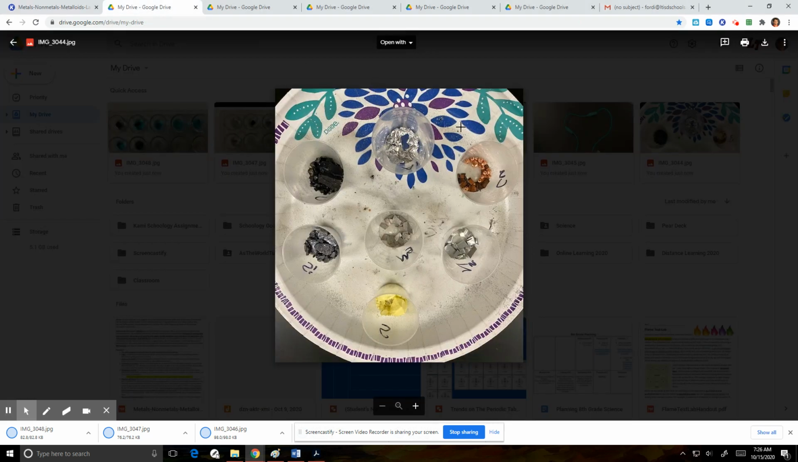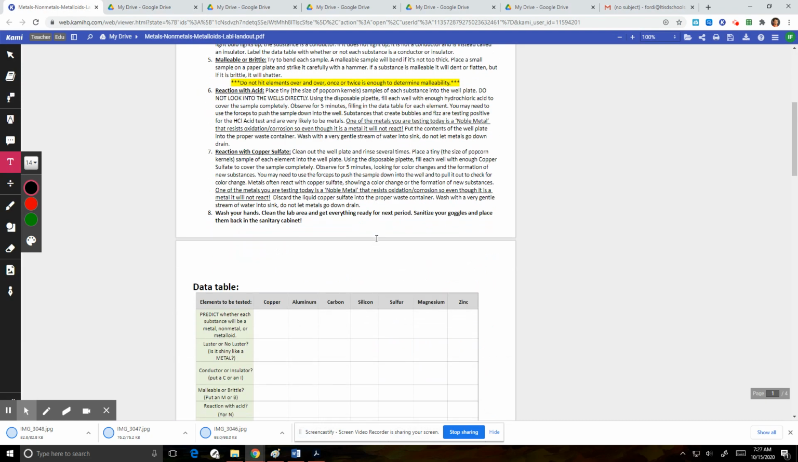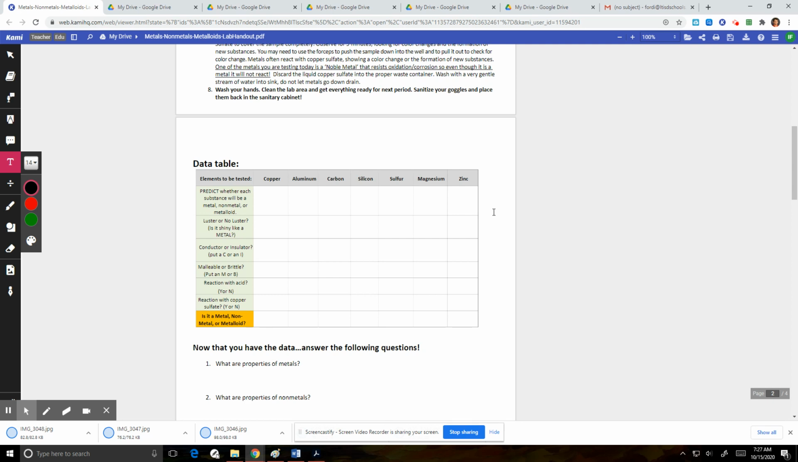So this is what each of the samples looks like, starting at the black substance here that looks like coal, which is coal, is carbon. This would be aluminum at the top in the middle. Copper would be with a Cu on the container. Zinc has Zn on the container down here. Sulfur at the bottom. Then you have silicon here, that is a silvery substance. And then in the middle, you have magnesium. So go ahead and make your predictions on whether you think those are a metal, a nonmetal, or metalloid. And you're going to make that prediction right here inside of your data table.